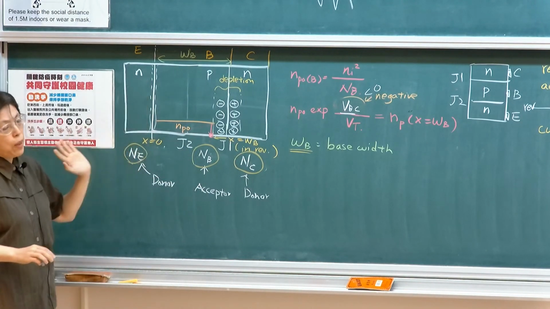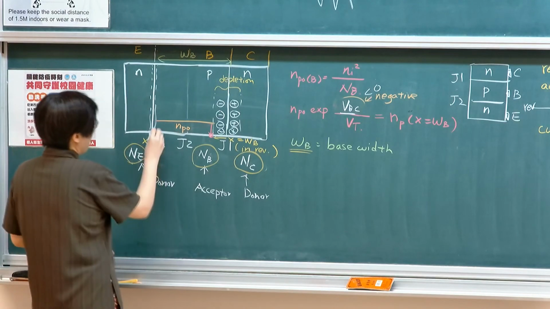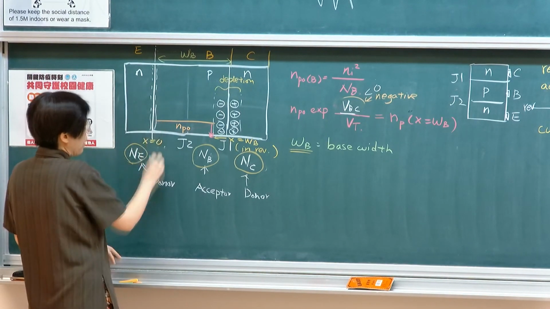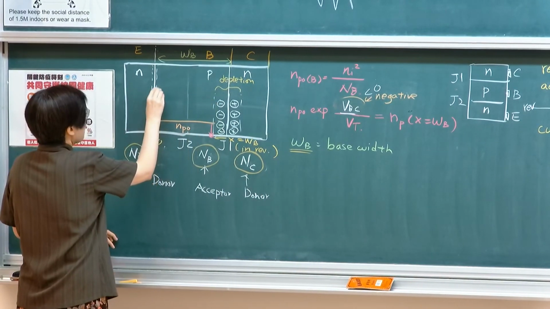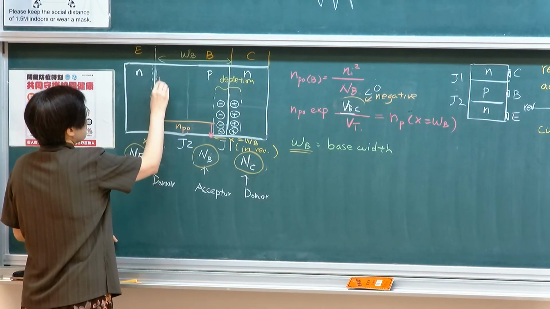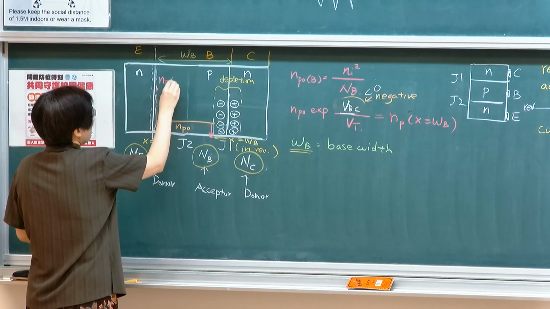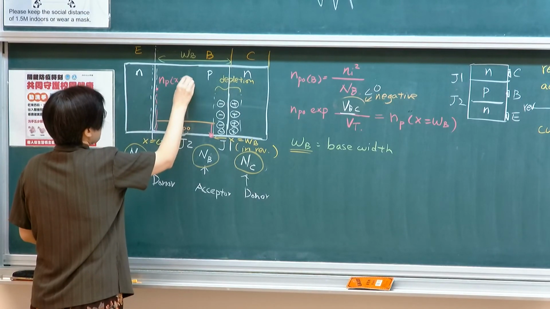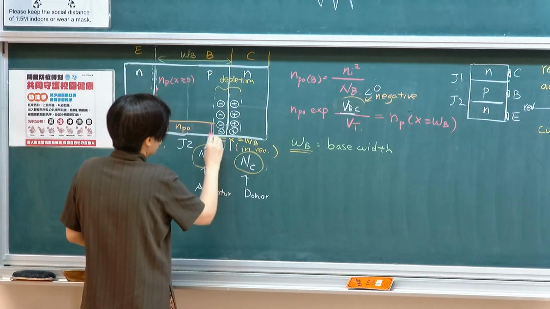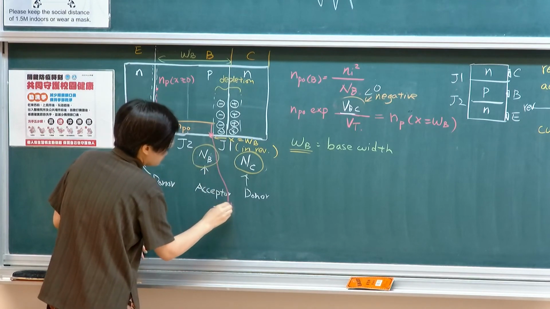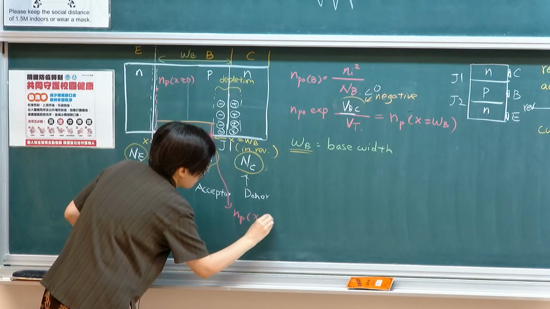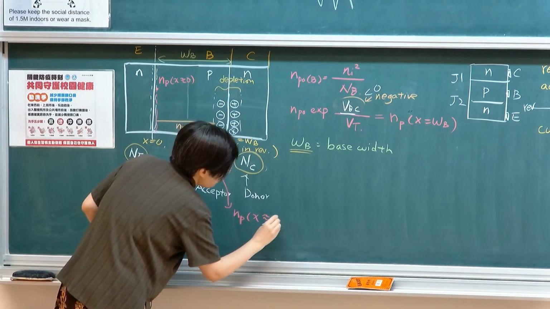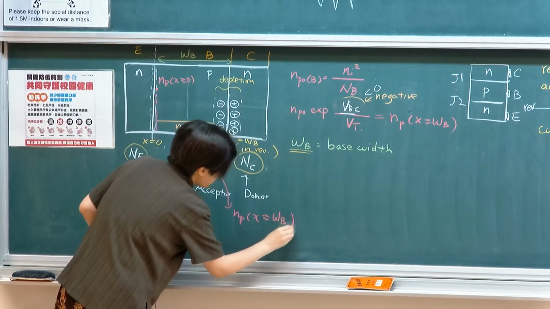So on the left-hand side, what happened is that you will raise the carrier concentration, right? Because I'm forward biasing. So I'm assuming that at this point, this is NP at x close to 0. Let me say, and at this point, we're using NP at x close to WB.